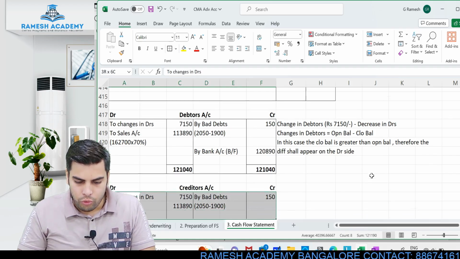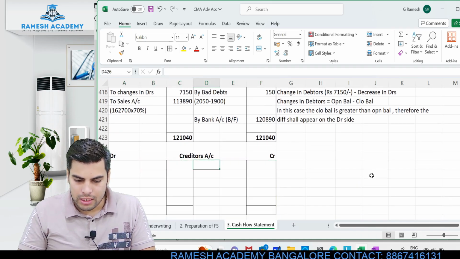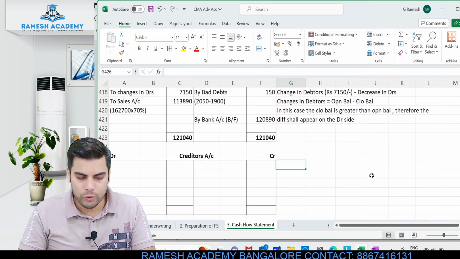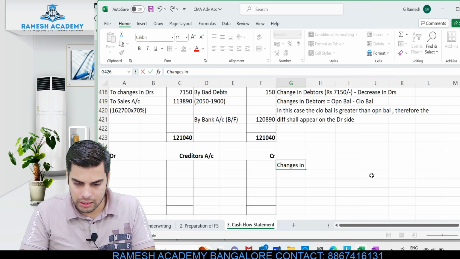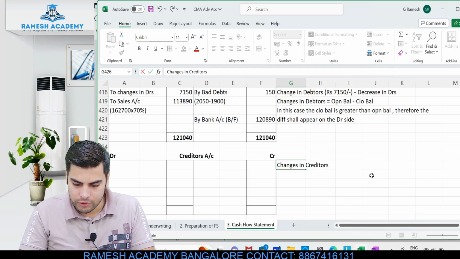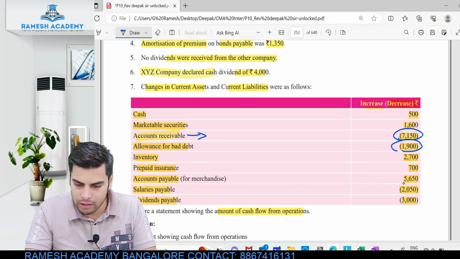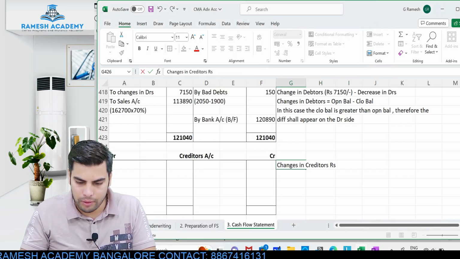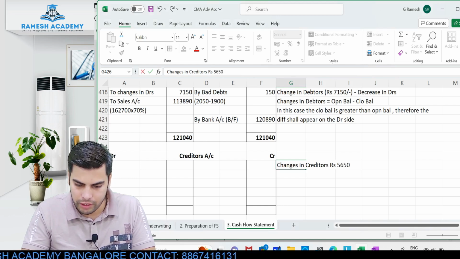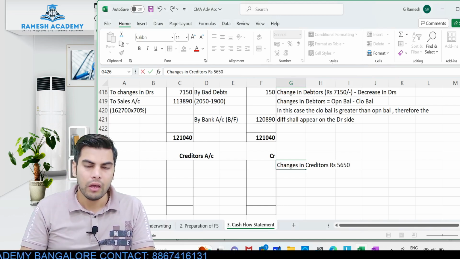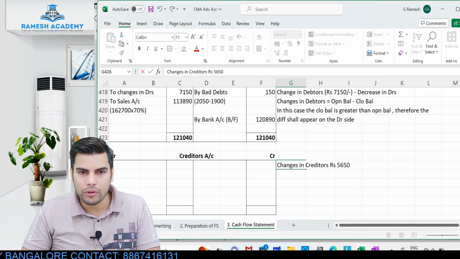Alright. Now you guys try and tell me, when it comes to changes in creditors, how am I supposed to give effect? How much have they given for changes in creditors? Have they given a positive or negative amount? Account payable, 5,650, a positive amount they have given. Now when do you think you will be getting a positive amount?